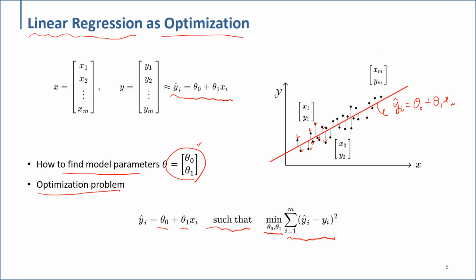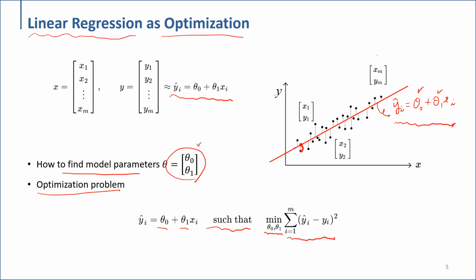So let's say this red line is just the equation y equals theta 0 plus theta 1 times x_i. Our objective is finding proper theta 0 and theta 1 so that the error between the predicted value and the true value is minimized.